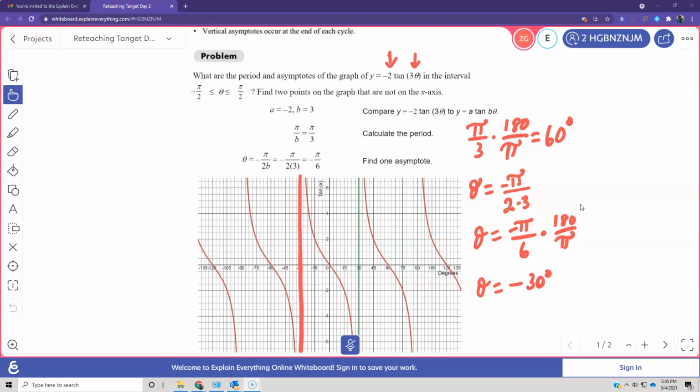And so you know that the cycle, the period, is 60 degrees. So here is the other asymptote that goes through 30. And you notice that it's going to repeat every 60 degrees. You will have an asymptote.